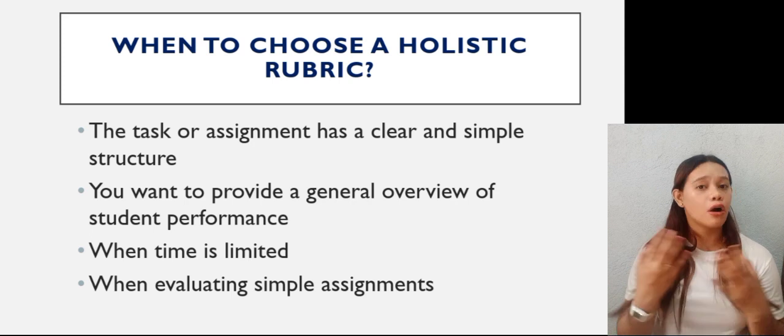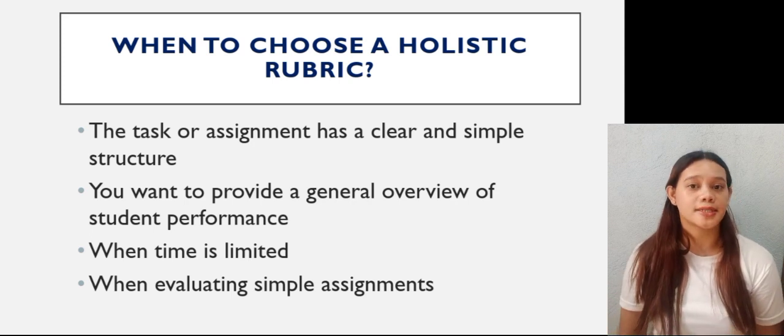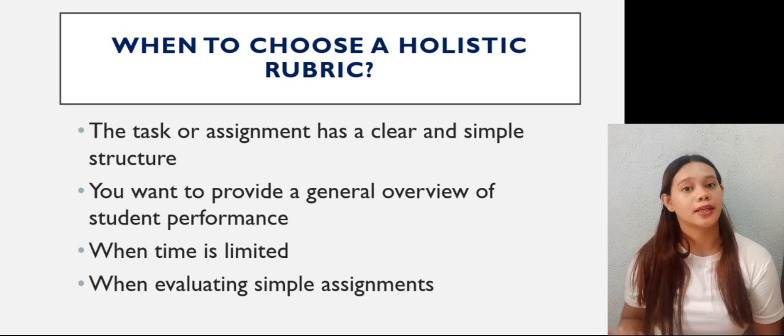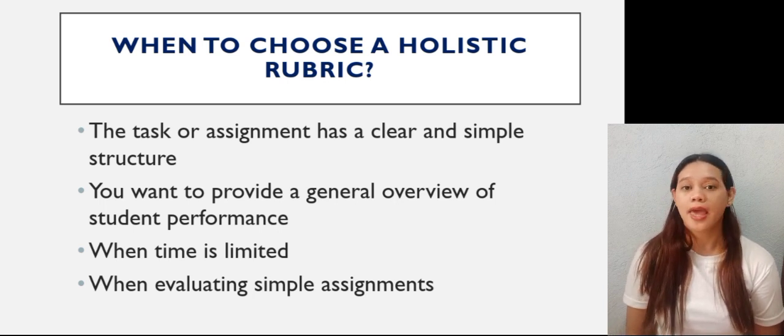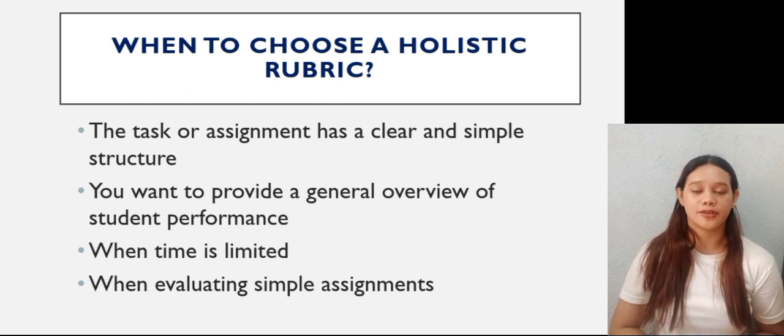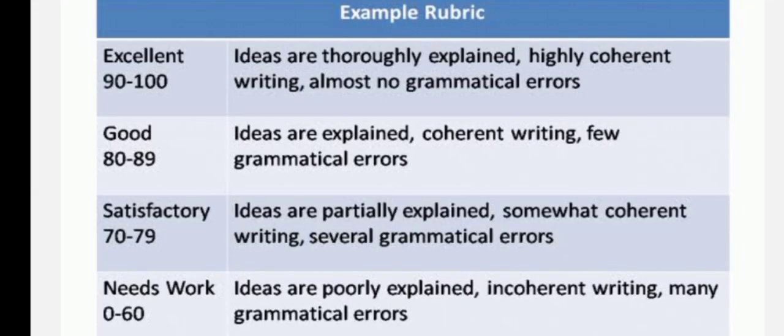So overall, holistic rubrics are a good choice when evaluating assignments or tasks that are relatively simple and straightforward, have a limited number of criteria, and where a quick and intuitive evaluation process is desired. So this is an example of a holistic rubric.